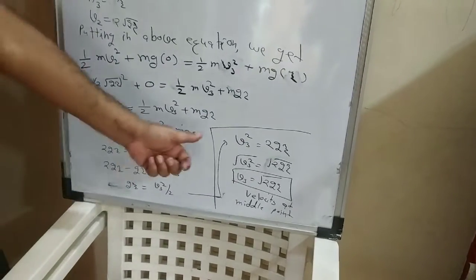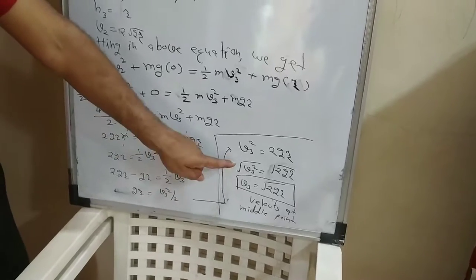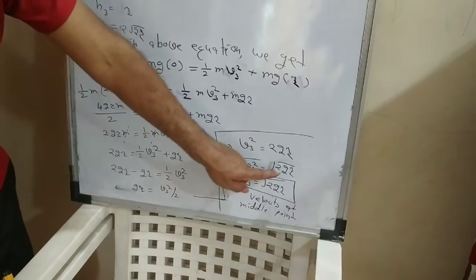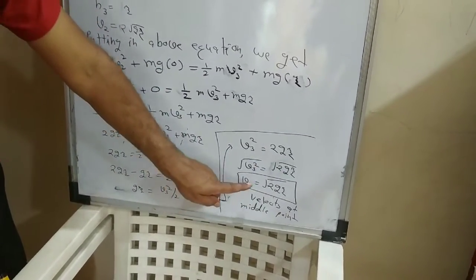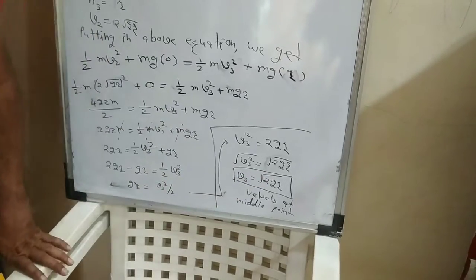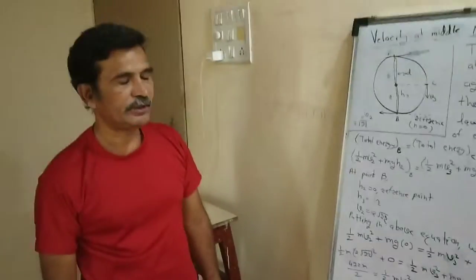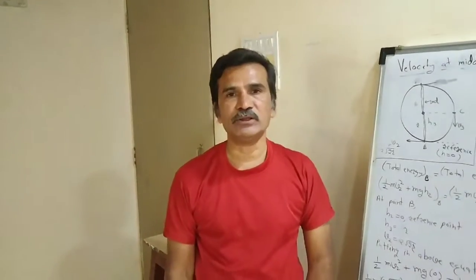We want to find only V3, so take roots of both sides. So we get under root V3 square is equal to under root 2gr. So we get V3 is equal to under root 2gr. This is our required expression, that means the velocity at the middle point.